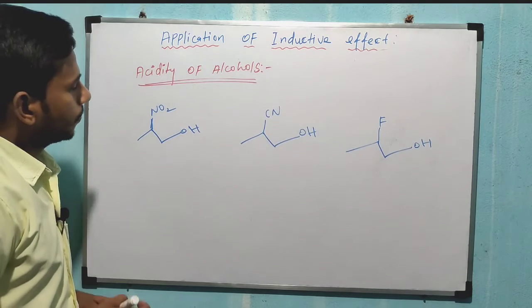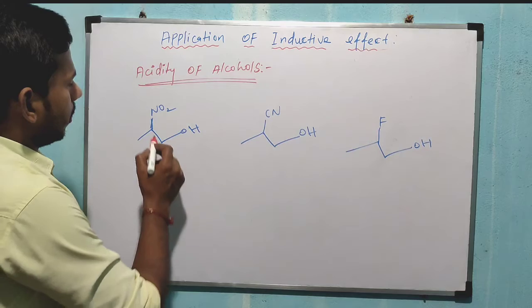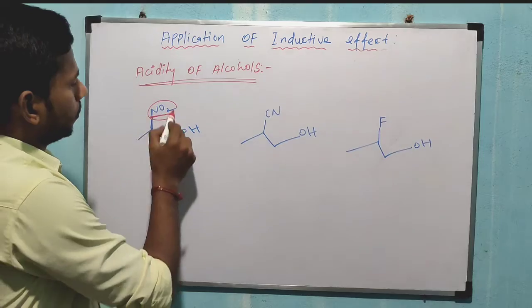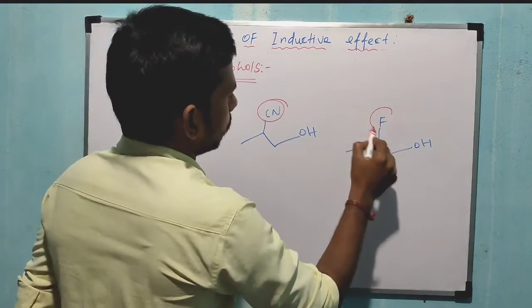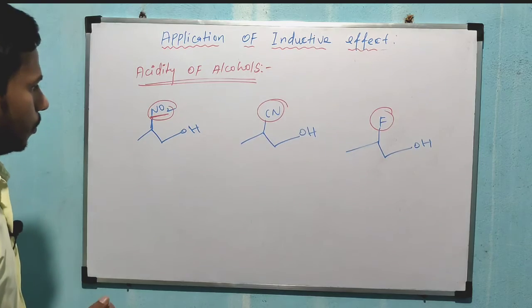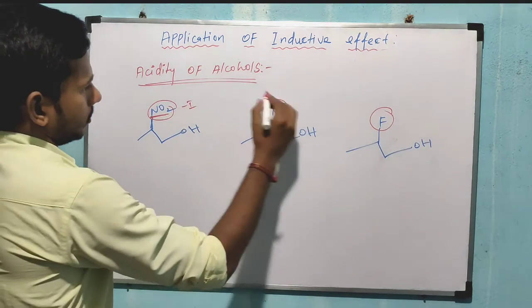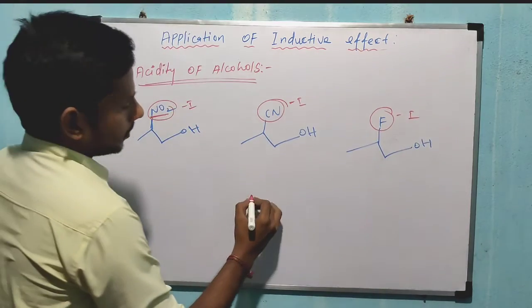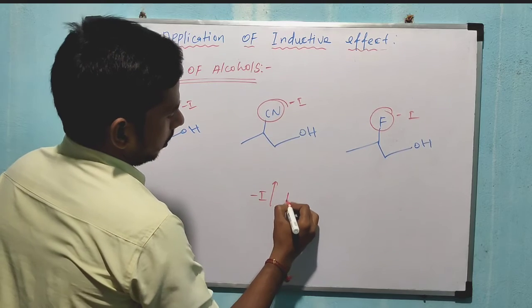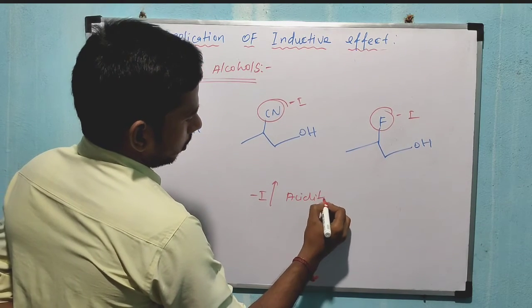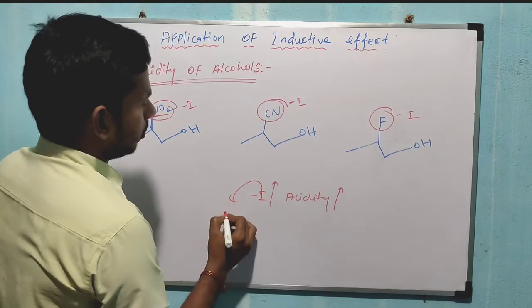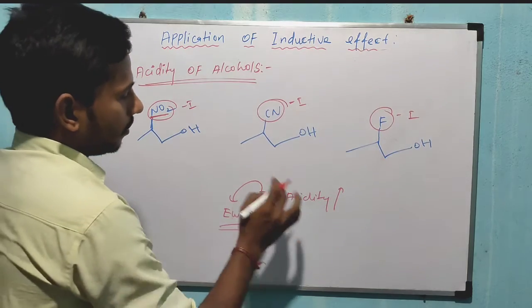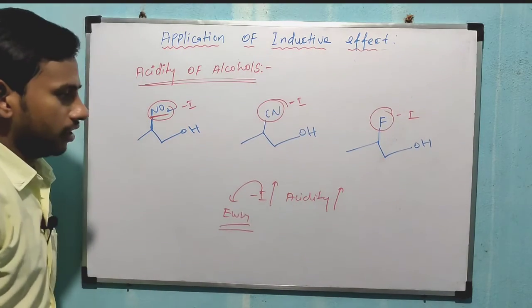You see this example. So here alcohols are present, right? Now all compounds contain alcohols. Here this one NO2, here CN, now here fluorine, right? Cyanide and fluorine. So these are all minus I groups, right? So once the minus I group increases, what about acidity? So acidity of alcohol also increases. That means electron withdrawing group increases, acidity of alcohol also increases, right?